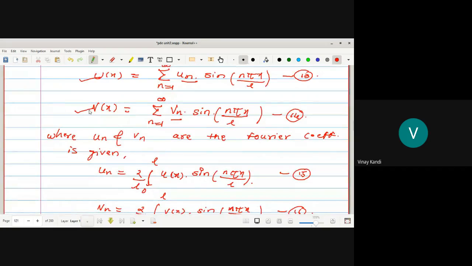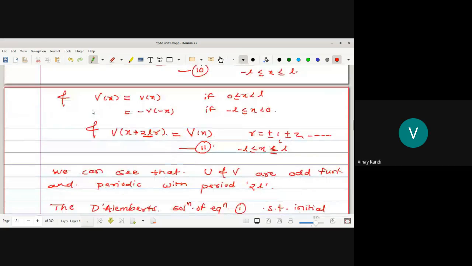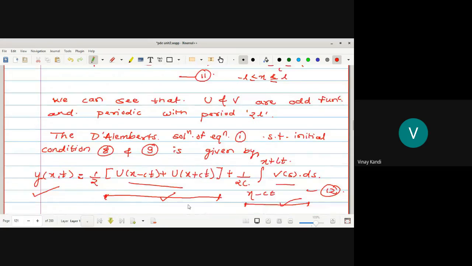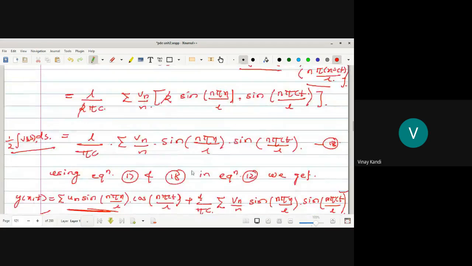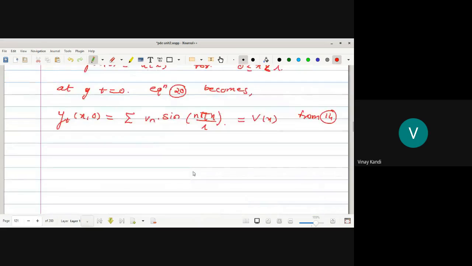तुमचा कॅपिटल V of x. ओके, पण हा कॅपिटल V of x कसा डिफाइन केला आहे? 0 to l मध्ये small v of x. Okay, so hence we can write yt of x0 is equal to small v of x, where x is running from 0 to L.